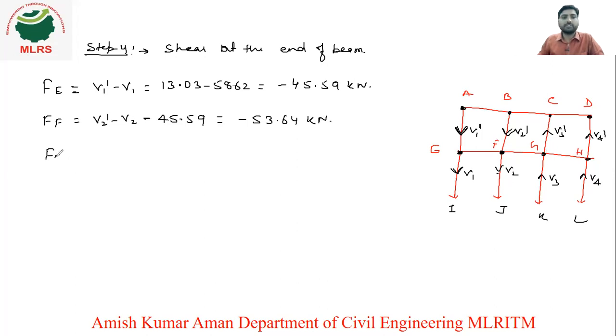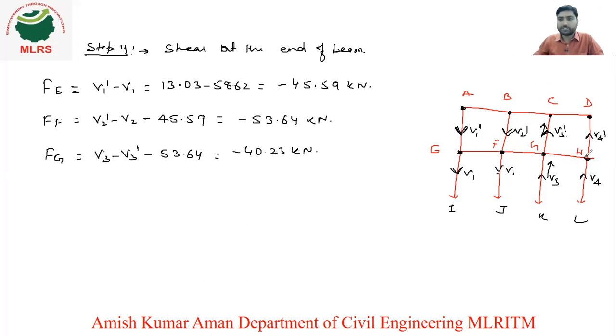Now, what is our next? G. So FG. Here you can see V3 dash is going away from the joint and V3 is coming towards the joint, right? So what will happen in this case? V3 minus V3 dash. We will write here V3 minus V3 dash, and whatever value we got here, minus 53.64, the same value we keep here. If you calculate it, you will get minus 40.23 kilonewton.